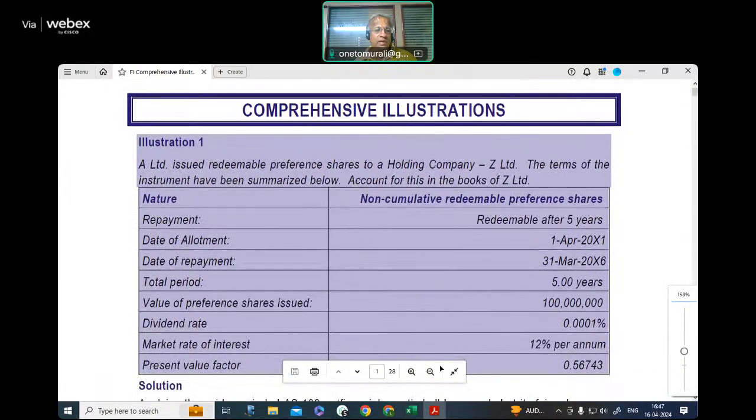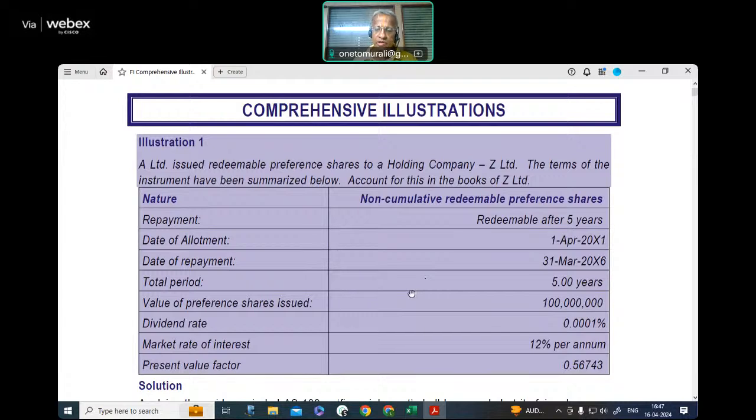Illustration number 1, A Limited issued redeemable preference shares to a holding company Z Limited. The terms of the instrument have been summarized as follows. Account for this in the books of Z Limited. Repayment redeemable after 5 years. Date of allotment 1st of April X1. Date of repayment 31st of March X6. Total period 5 years. And value of preference shares issued is 100 million.